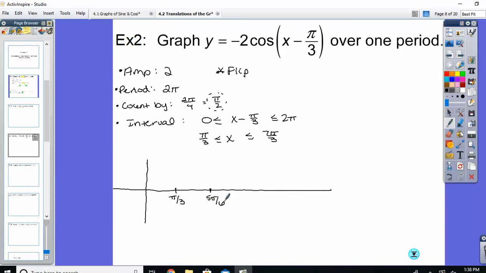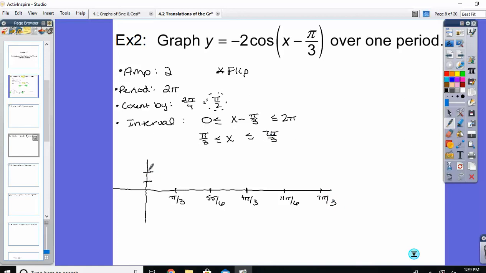Does everybody know how to do that on the calculator? Plus pi over 2, keep them spaced evenly, would be 8 pi over 6 or 4 pi over 3. Plus pi over 2, 11 pi over 6. Plus pi over 2, be 14 pi over 6 or 7 pi over 3, which is where we said it should end.